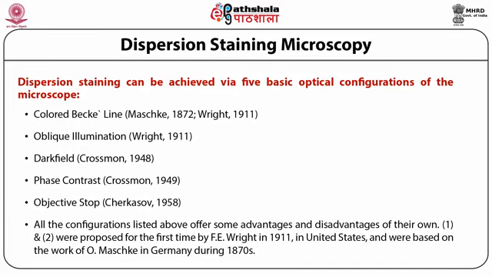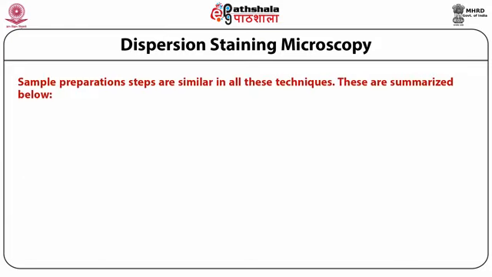Colored backline and oblique illumination were proposed for the first time by F.E. Wright in 1911 in the United States and were based on the work of O. Meschke in Germany during the 1870s. Sample preparation steps are similar in all these techniques. These steps are summarized as follows.